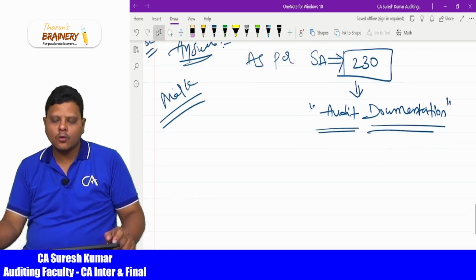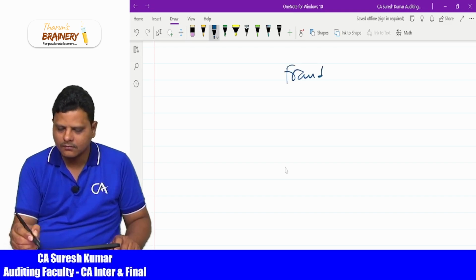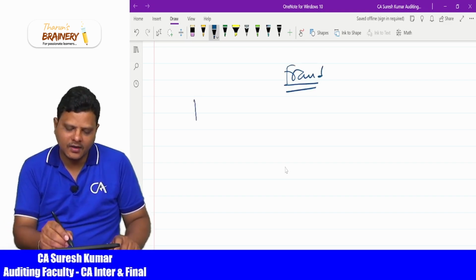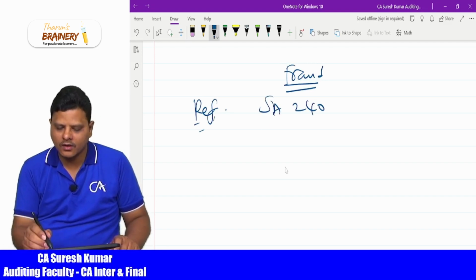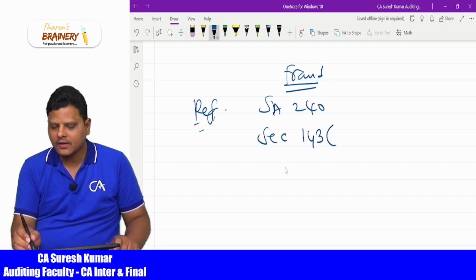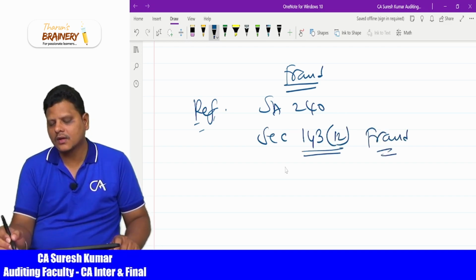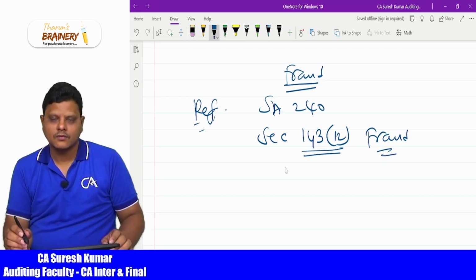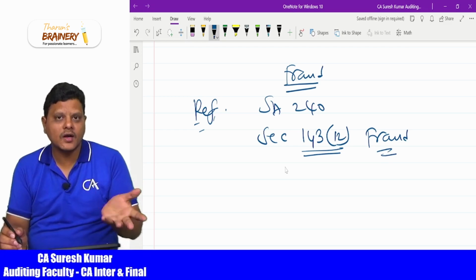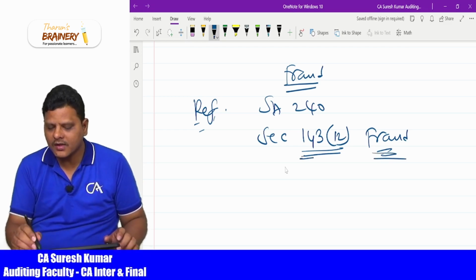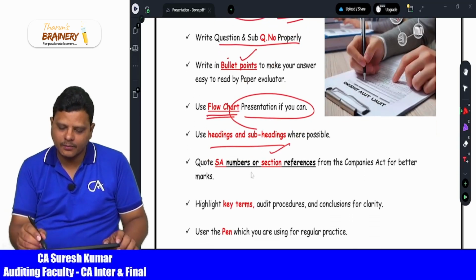Now wherever possible, quote the section number. Example, any question given on fraud. What you are going to do? You are going to refer to the standards, SA 240. Then you are going to give the section number 143 subsection 12. So why 143? Fraud means 143. I love you, so love is a fraud. Like that we can remember. It may not be real, but you can remember it for examination purposes. So fraud means 143 subsection 12. Like this we are expecting you to write down standard numbers and section numbers in the examination.